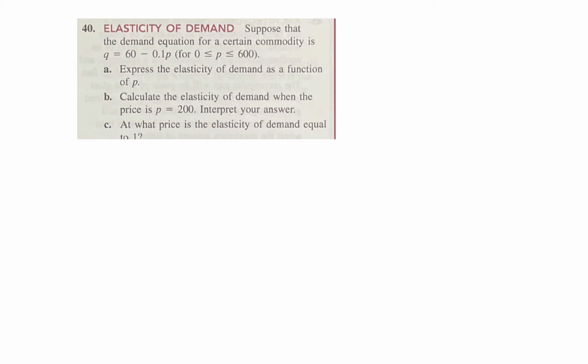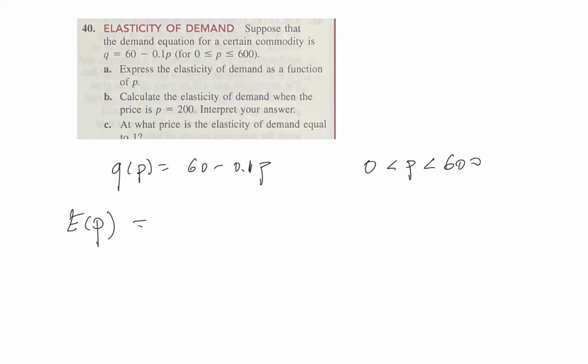How to do this problem, elasticity of the demand. Suppose that the demand Q of P is 60 minus 0.1 P, when the price P varies between 0 and $600, I suppose. Express the elasticity as a function of P. What is the equation that we found? I think it was P divided by Q times the derivative of Q with respect to P.